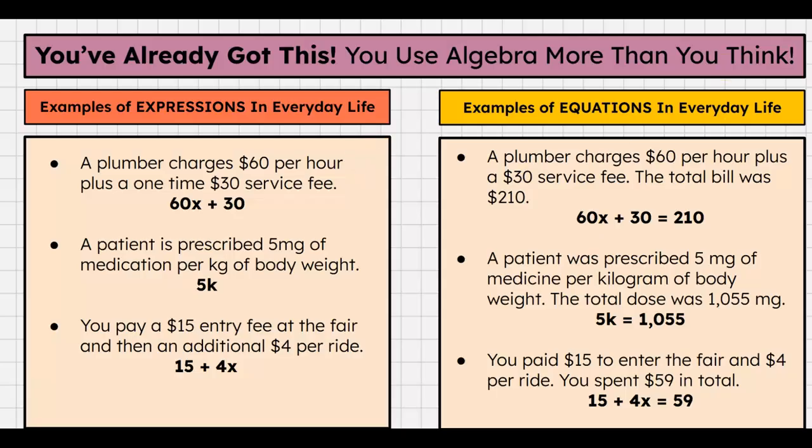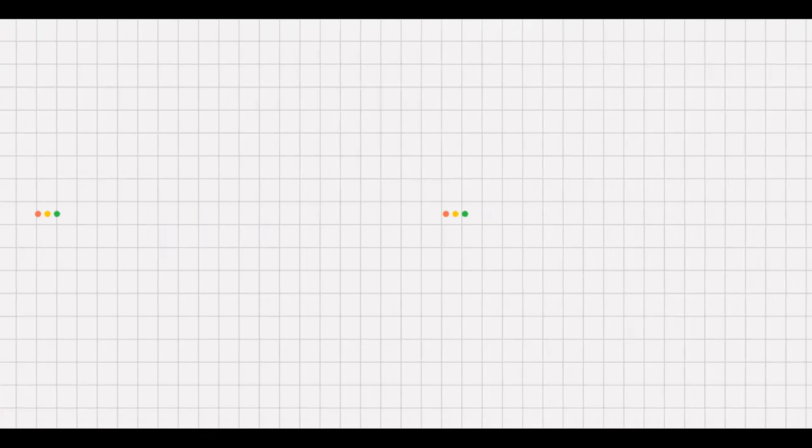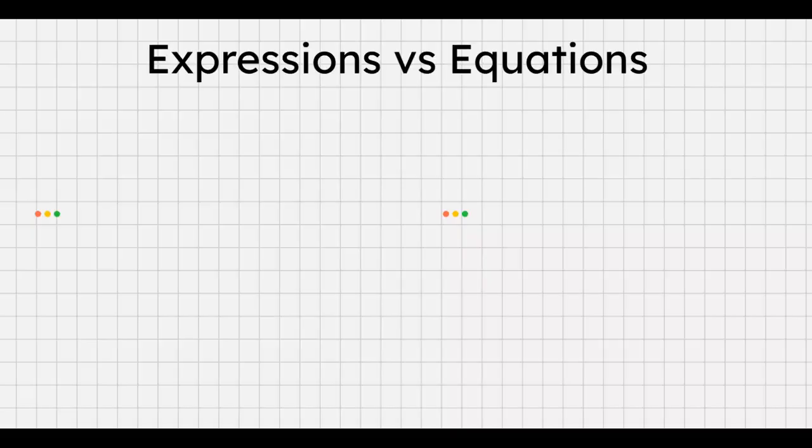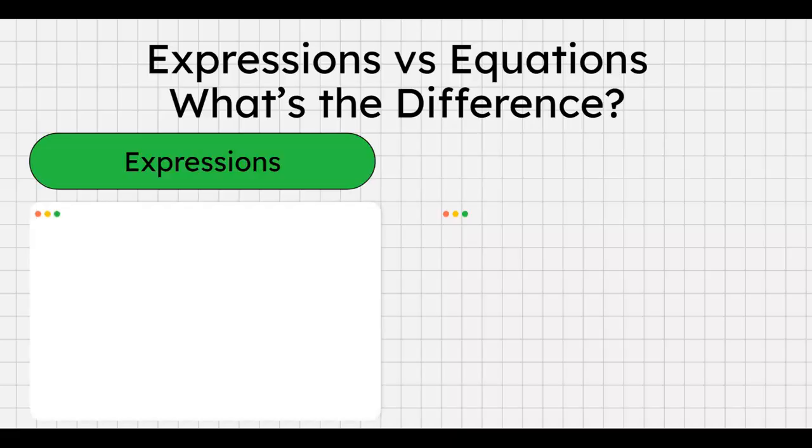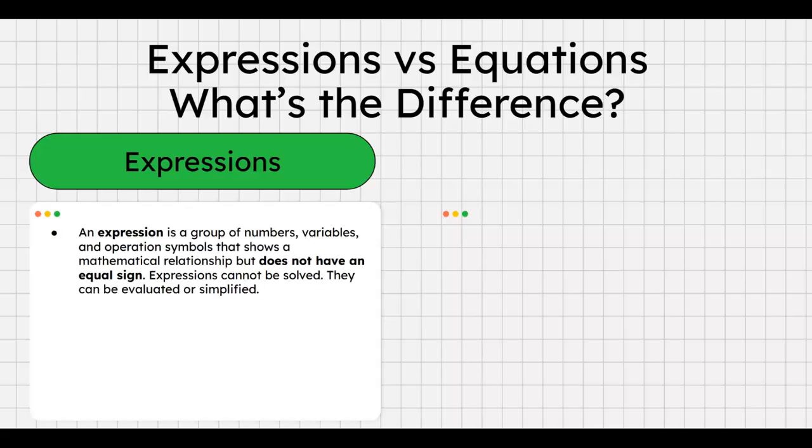So let's talk about the main difference. You may have already figured out what the main difference is between expressions versus equations, but if you haven't, keep watching. What's the difference? Expressions. An expression is a group of numbers, variables, and operation symbols that shows a mathematical relationship but does not have an equal sign. Expressions cannot be solved. They can be evaluated or simplified.